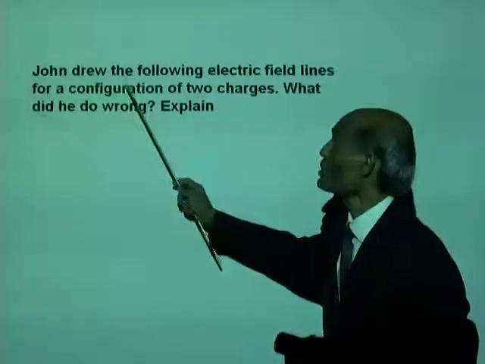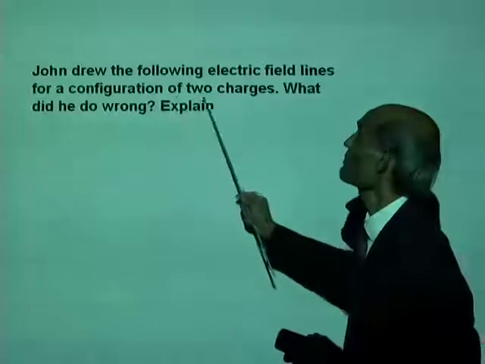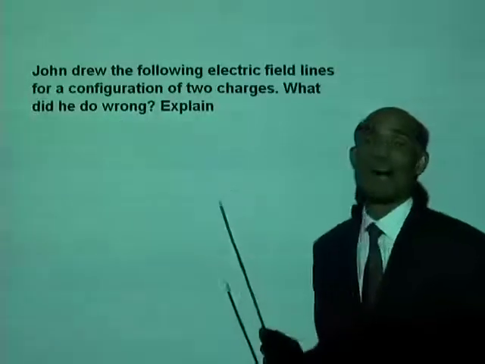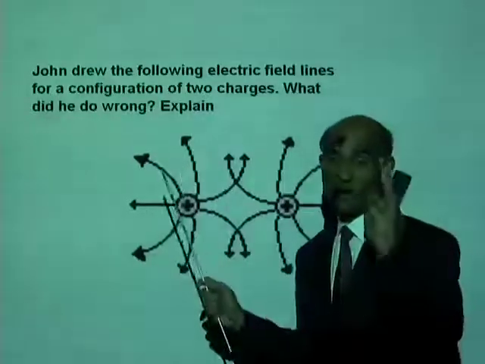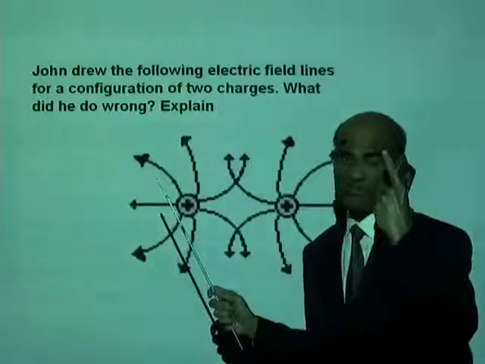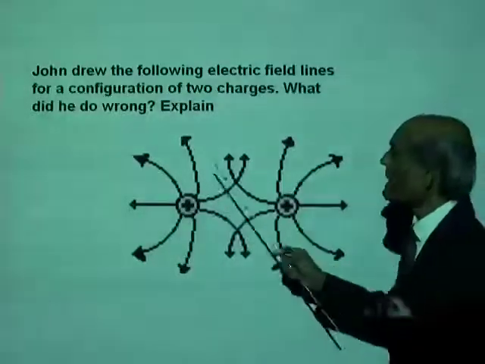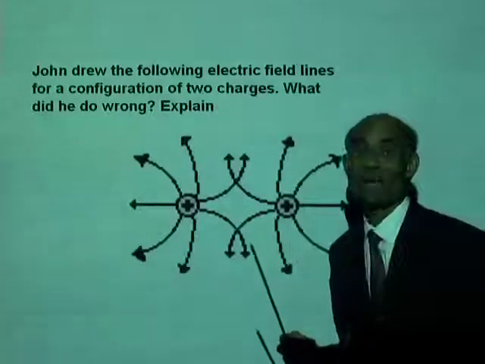Number 2. John drew the following electric field lines for a configuration of 2 charges. What did he do wrong? And explain. So this is the second assignment. Each one will give you 1 point. It's very silly actually, because it's so simple. Okay, you have to tell me what is wrong with the diagram and explain.